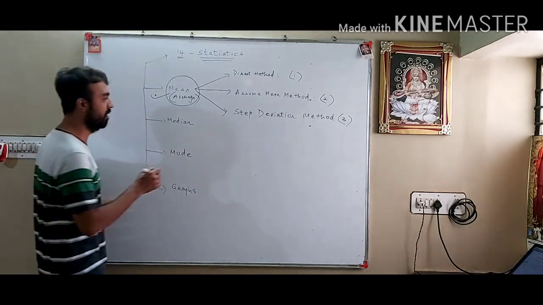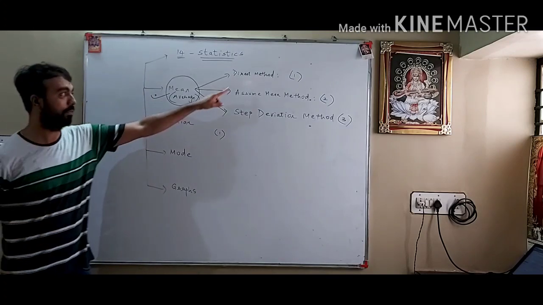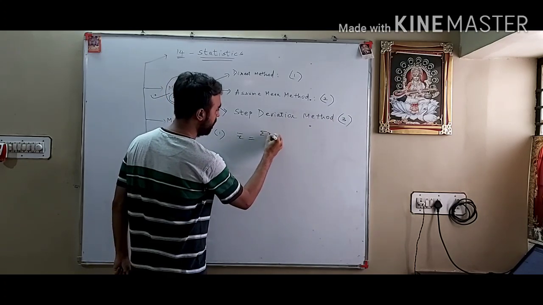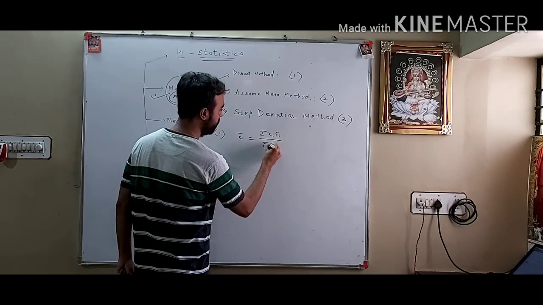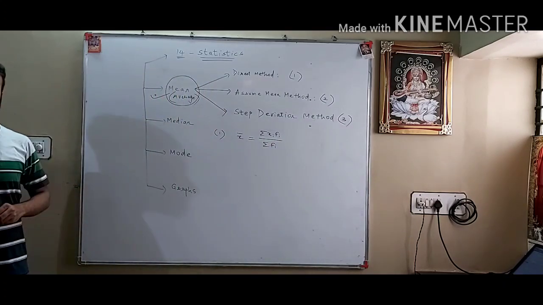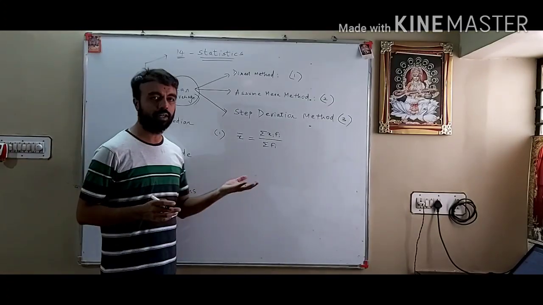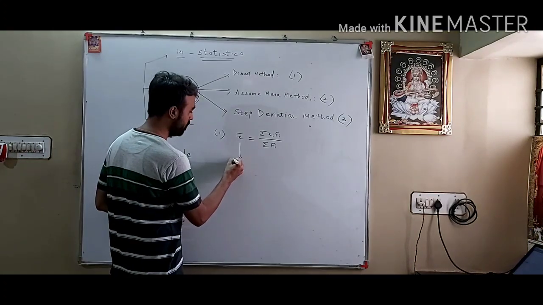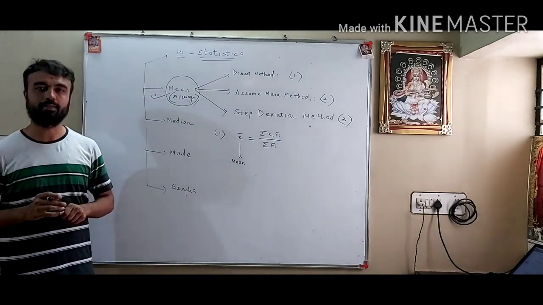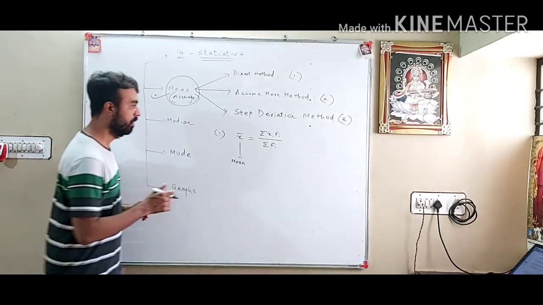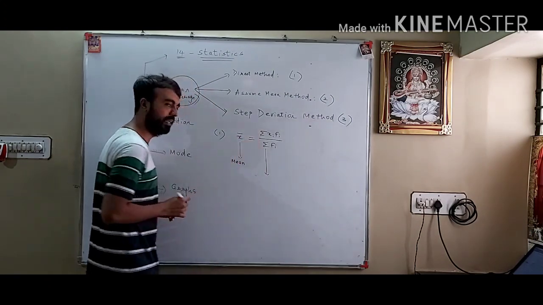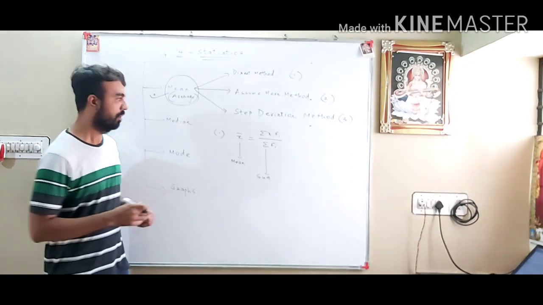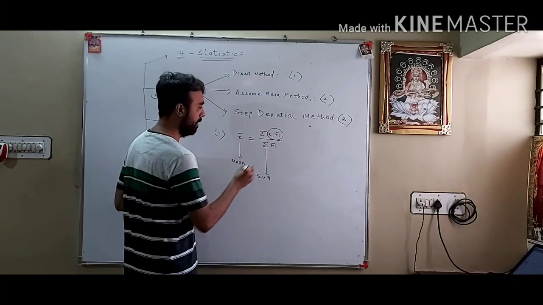Now each method has a formula. The direct method has this formula: x bar is equal to sigma xi fi by sigma fi. Whenever you have a new formula, you must know what the terms involved in the formula are. Looking at this one, x bar is the symbol for mean. This sigma, in both the numerator and denominator, means in simple terms sum, addition. These xi's and fi's, fi means frequency.